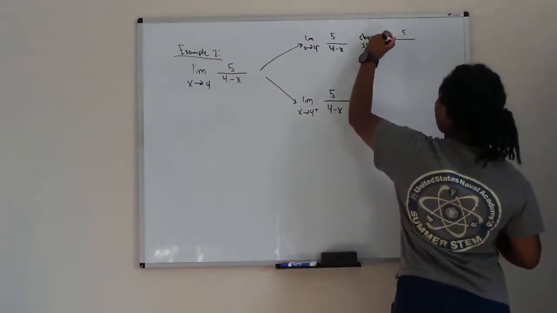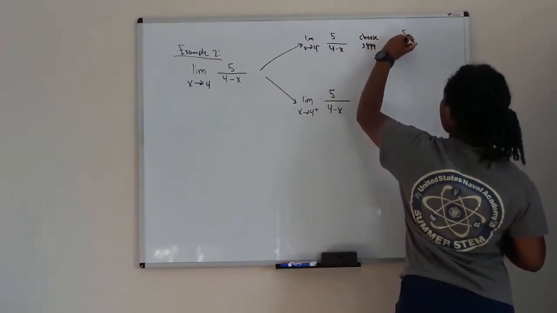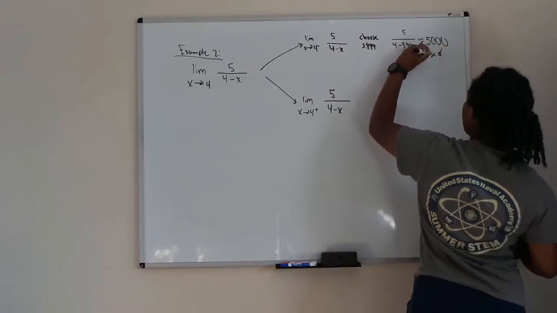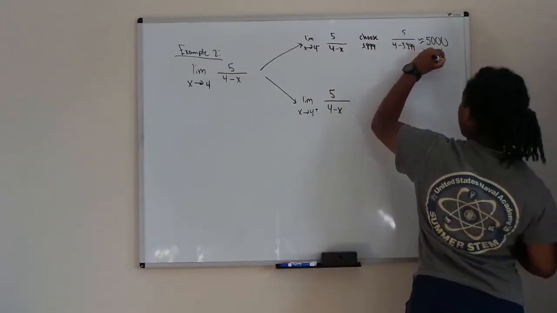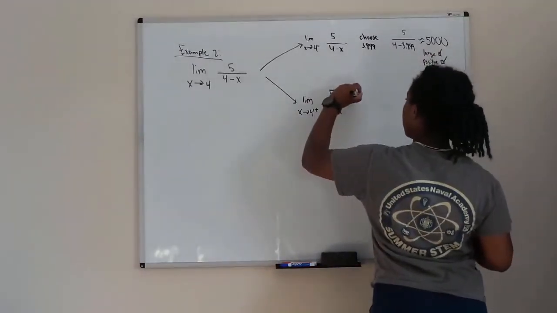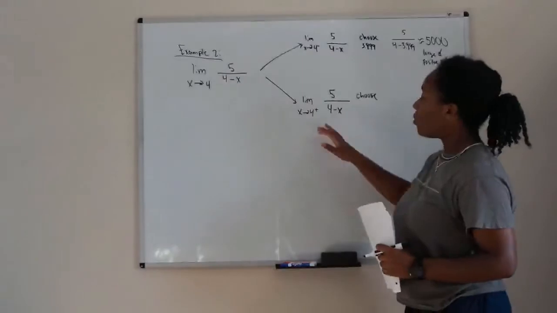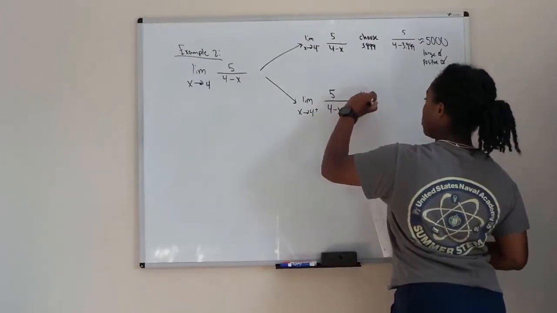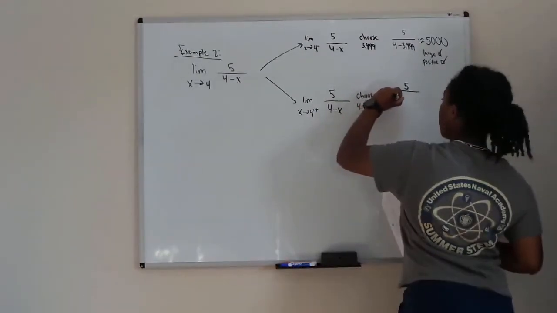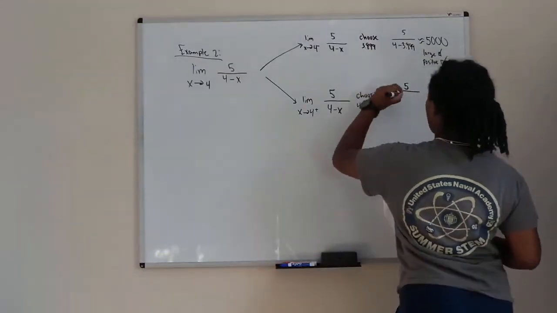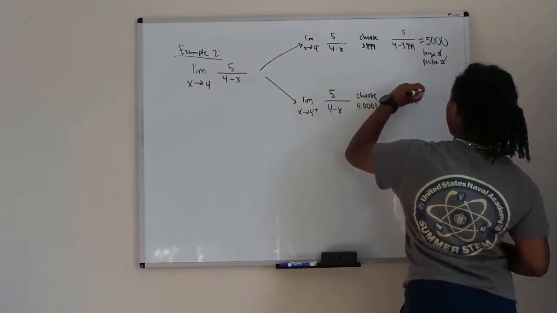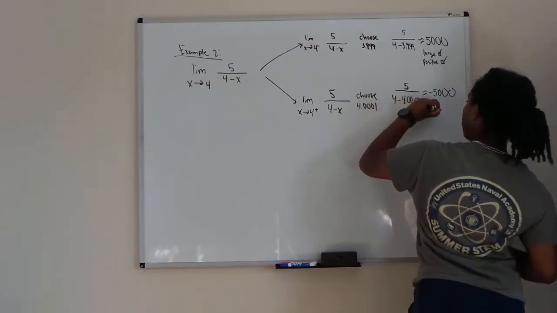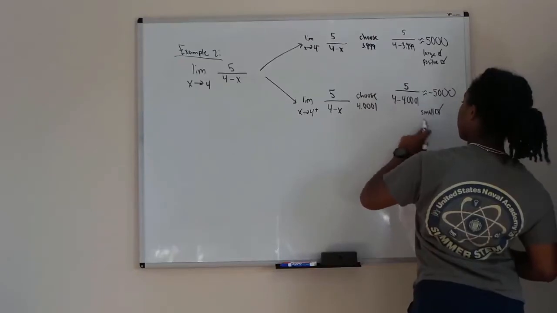Okay, so now we have 5 divided by 4 minus 3.999, and that's close to 5,000. So that's large, check, and positive, another check. Similarly, we're going to choose another value that's just a little bit bigger than 4, so we can choose 4.0001. Then we have 5 divided by 4 minus 4.0001, and that's approximately negative 5,000. So this one is small, check, and negative, sorry, negative.